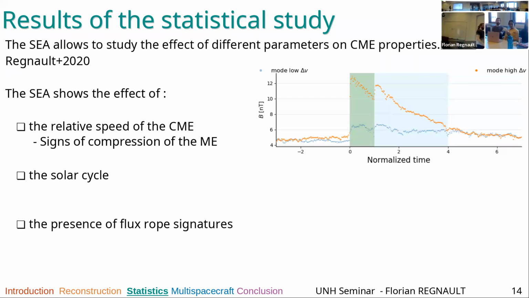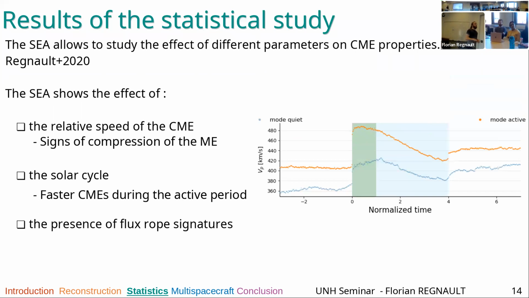Then we also studied the effect of the solar cycle. We ran the superposed epoch method on CMEs emitted during the quiet phase and the active phase of the solar cycle. Mostly we didn't see any differences in the magnetic and plasma parameters, except for the speed, which during the active phase of the cycle, the orange here, is faster. But this is mainly due to the fact that the solar wind is faster close to the Earth during the active phase. So it tells us that CMEs emitted during the active phase of the cycle are not that different, even in terms of magnitude of the magnetic field, there are no clear differences.